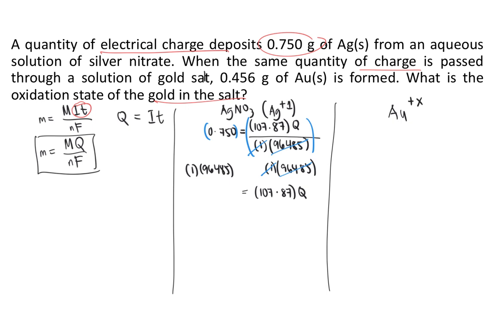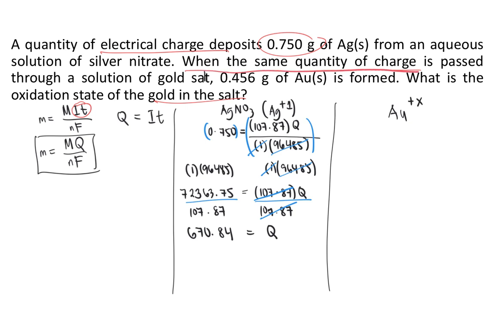0.750 times 1 times 96485 is equal to 72363.75. To solve for Q, we divide both sides by 107.87. The 107.87 cancels on the right side, so what's left is Q. On the left side, we have 72363.75 divided by 107.87, which is approximately 670.84. So the value of Q is 670.84.